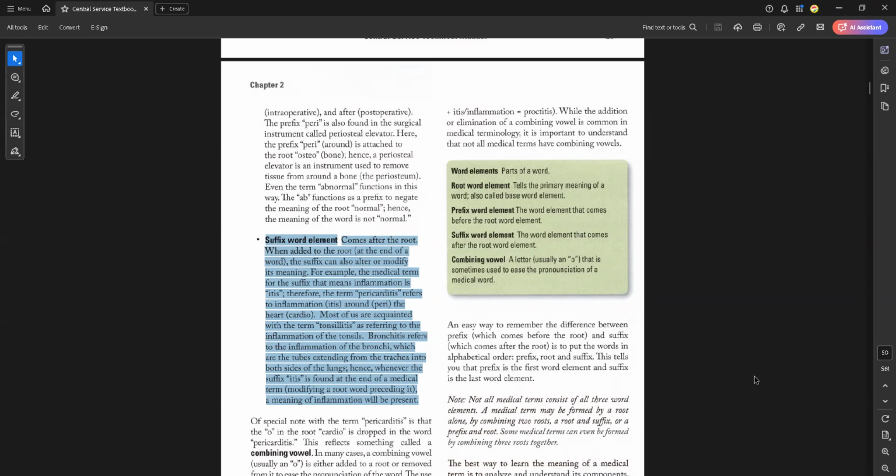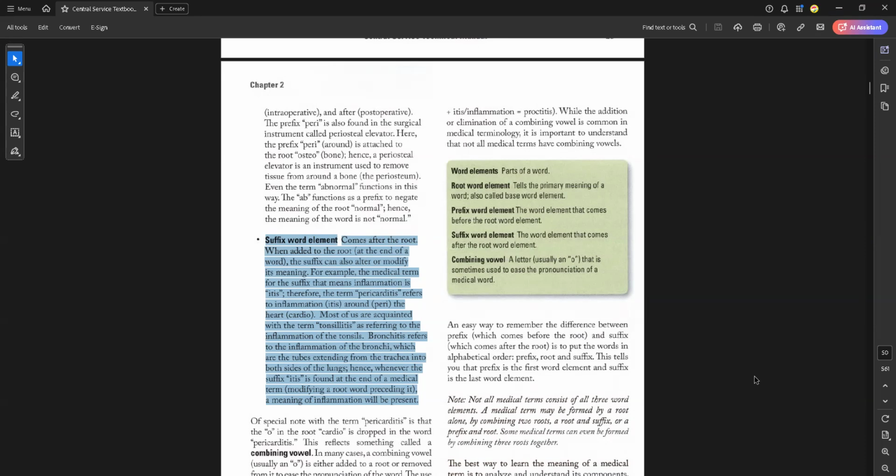Comes after the root. When added to the root at the end of a word, the suffix can also alter or modify its meaning. For example, the medical term for the suffix that means inflammation is itis. So, for example, we say Michael. What about Michael? We say Michaelitis. So you see, inflammation of Michael. So it's trying to generate a better understanding.